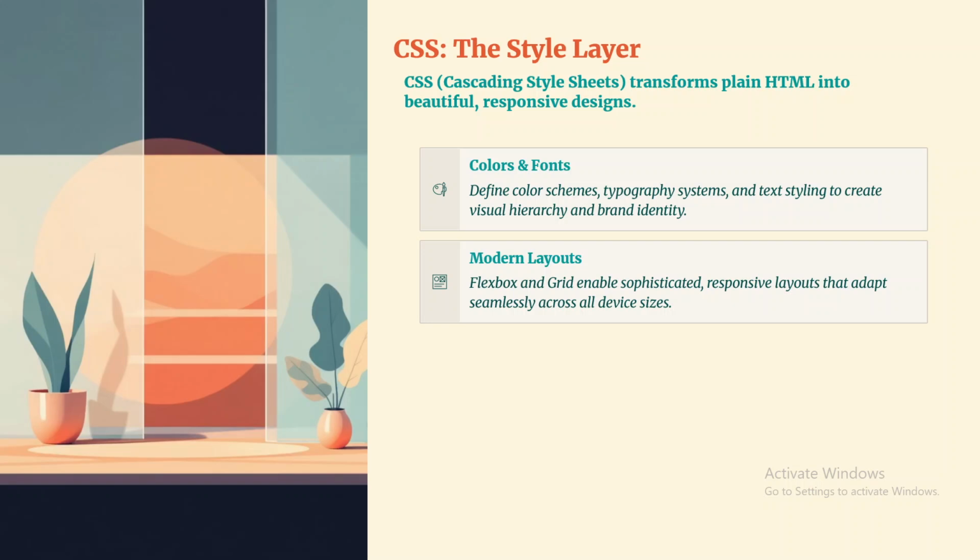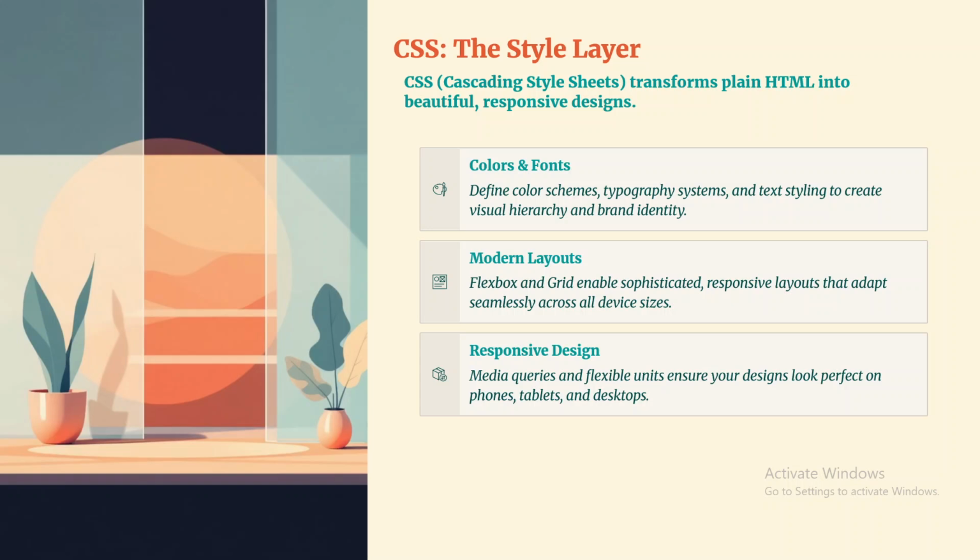Next one is modern layouts. Modern layouts like flexbox and grid are powerful CSS tools that create responsive layouts and adapt to any screen size. This is what we call responsive design. Responsive design uses media queries to adjust styling based on the device, so your site looks perfect on phones, tablets and desktops. Different devices have different screen sizes, and because of responsive design, the layout adjusts automatically.